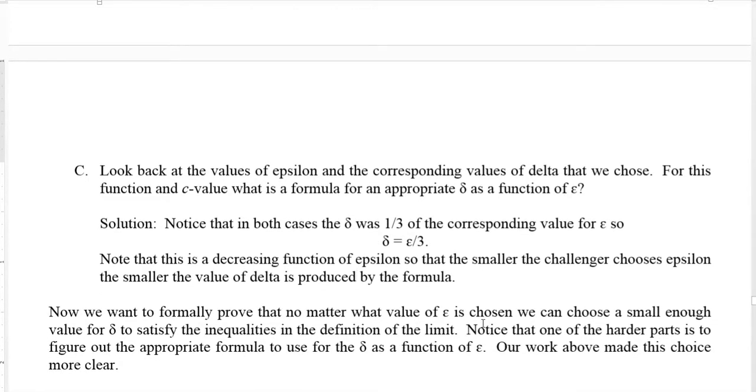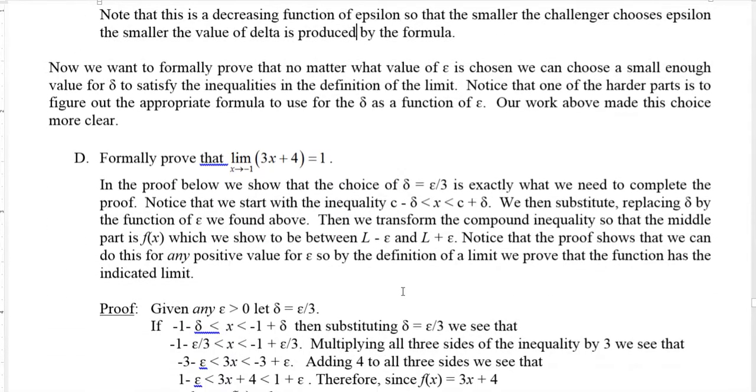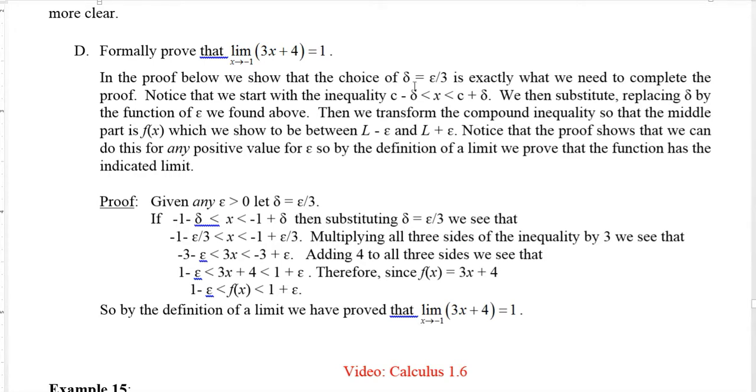Now let's actually write a formal proof. Okay, so let's actually prove that this is the limit. Now this is how we do a formal proof. So notice we first need to find a formula for delta in terms of epsilon, which is what we've got. Okay, now let's see if we can use that. So here's how the proof goes. Given any value epsilon greater than 0, let delta be epsilon divided by 3. Then if negative 1 minus delta is less than x, which is in turn less than negative 1 plus delta, then by substituting delta equals epsilon over 3, we see that negative 1 minus epsilon over 3, replace the delta by epsilon over 3. You do the same over here. Replace the delta by epsilon over 3. And so this gives us this place of where x is.